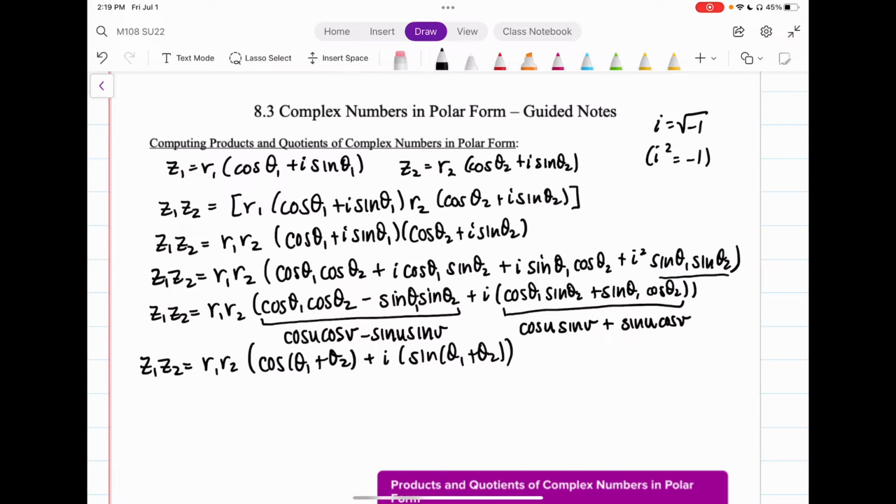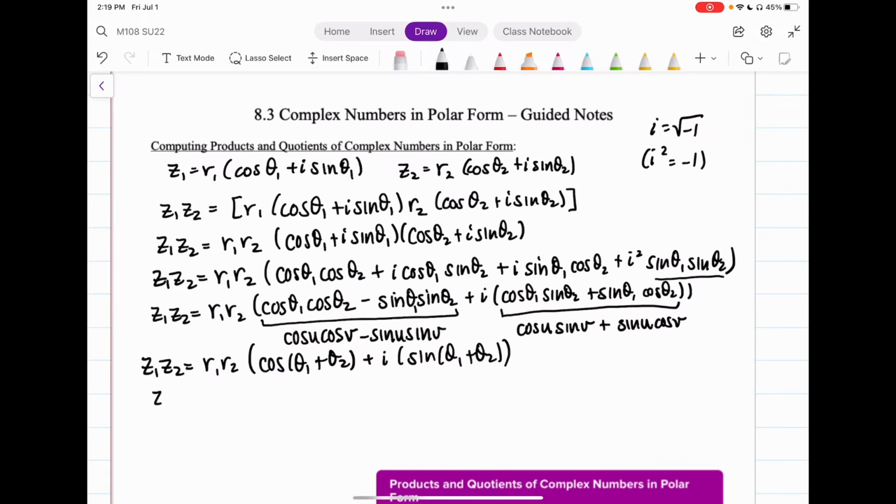You can prove the quotient the same way, but the quotient of z1 over z2 is equal to r1 over r2 times the cosine of theta 1 minus theta 2 plus i times the sine of theta 1 minus theta 2. And in this case, z2 can't be 0.